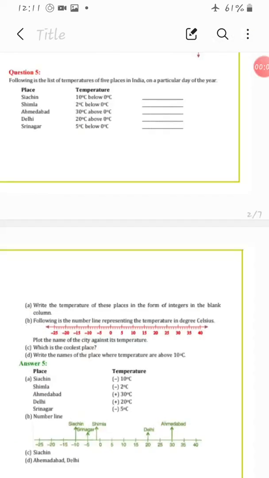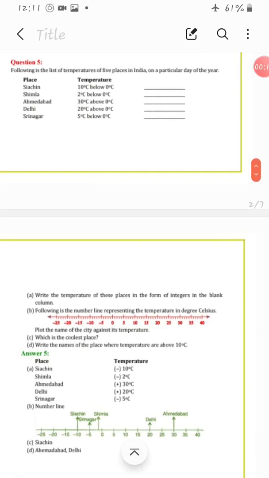So here goes question number 5. Following is the list of temperatures of 5 places in India on a particular day of the year. Here the place names and temperatures are given. Our first question is to write the temperature of these places in the form of integers in the blank column, depending on the statement.